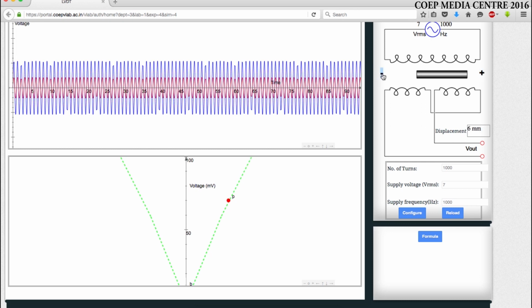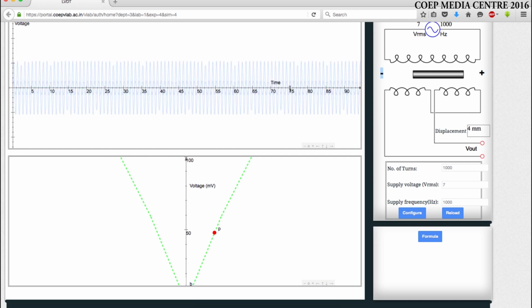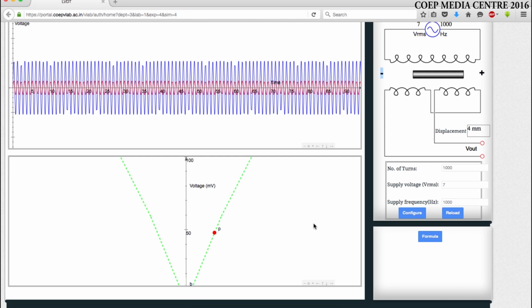So now what I will do is I can go on decreasing this, and I'll see the change which is happening in the secondary voltage. This is the experiment, and this is the sensor which can be used for measurement of displacement.